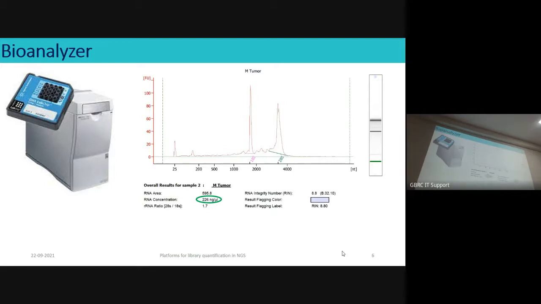So concentration of this 18S and 23S. In case of prokaryote, it will be the ratio of the 16S and 23S. So along with the quality, like RIN value 8.8, it will also give you the concentration, 2.6 nanogram per microliter. So you can also use this concentration for further library preparation.